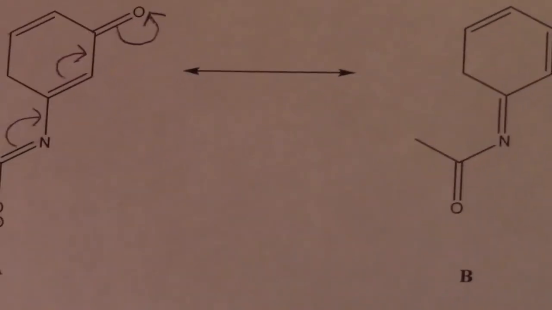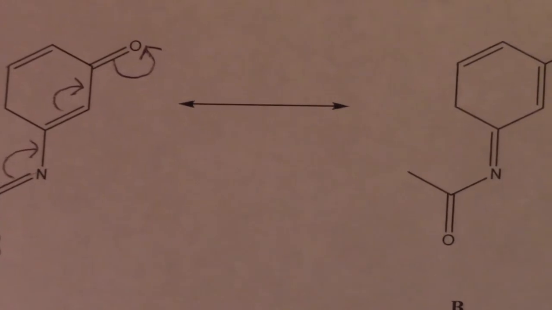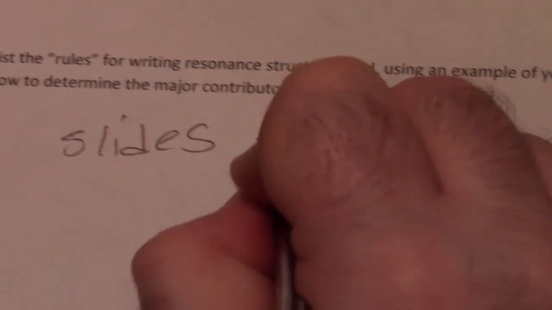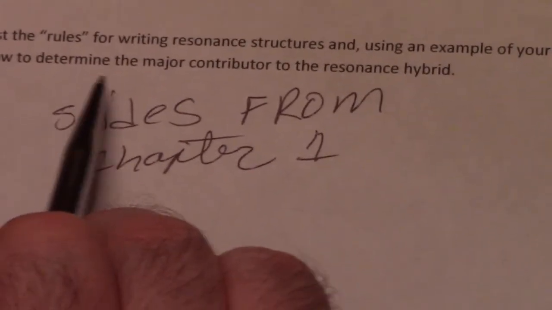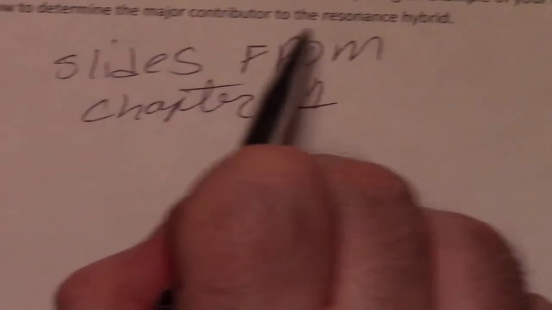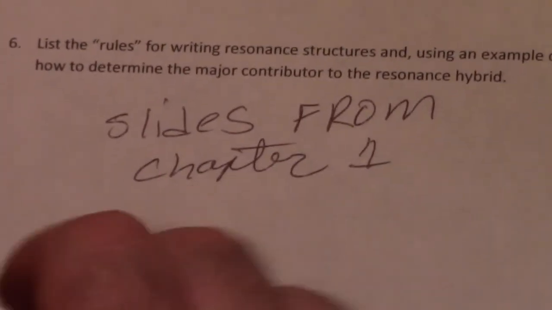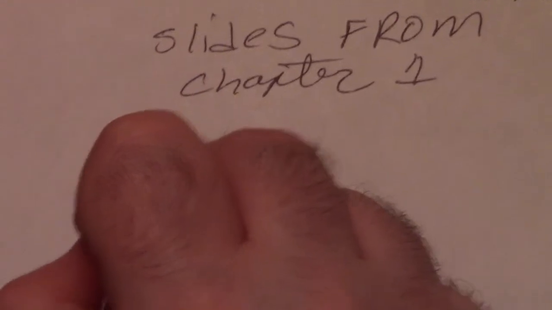Question number 6 says list the rules for writing resonance structures. This is available on the slides from chapter 1. So I'm not going to go over those. You can look those up. But I did ask you, using an example of your choice, explain how to determine the major contributor to the resonance hybrid. So let's just pick an example where we have something like this.